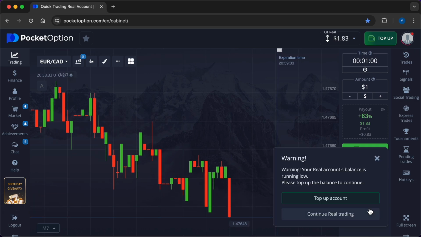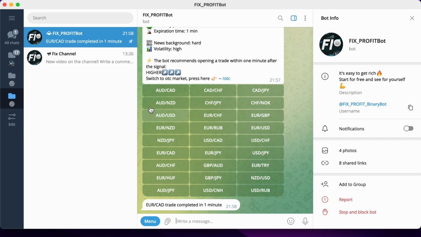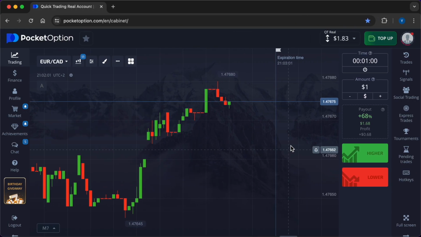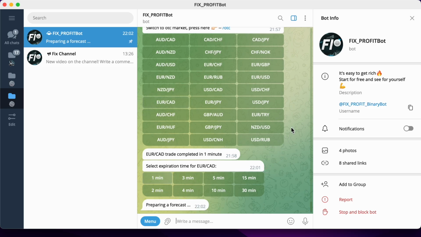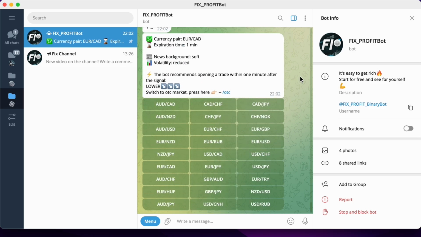Here comes the first successful transaction. I will invest the entire deposit amount in new transactions every time in order to earn a large sum of money as quickly as possible. Now I am investing $1.83. My new forecast is lower.